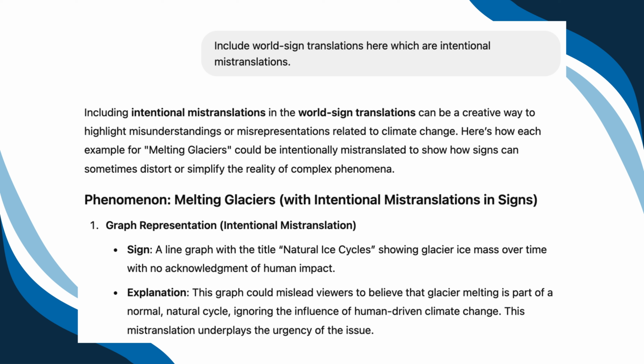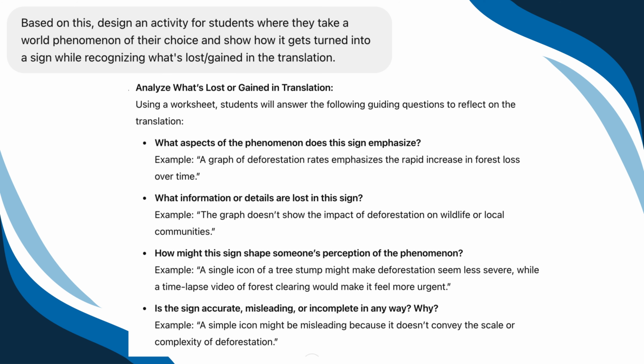To be mindful of problematic STEMSE relationships, we can ask ChatGPT to include images for world-assigned translations that are intentional mistranslations. Amongst a list of examples that it generates, it talks about how information can be presented in a way that miscommunicates it. It also gives an example of how scientific data can be misrepresented. Now that we have gathered enough information to teach the lesson on semiotics, we can include a section to have students practice what they have learned.